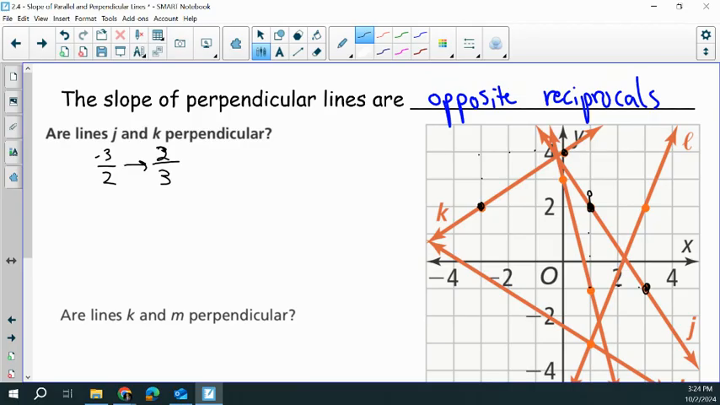So when I look at those, now I'm going to just ask myself, are those two numbers opposite reciprocals? Are they opposite signs? Yes. Are they reciprocals, which means are they flipped? Yes. So lines J and K, are they perpendicular? Yes, they're perpendicular. So that's how you find perpendicular slopes from a graph.